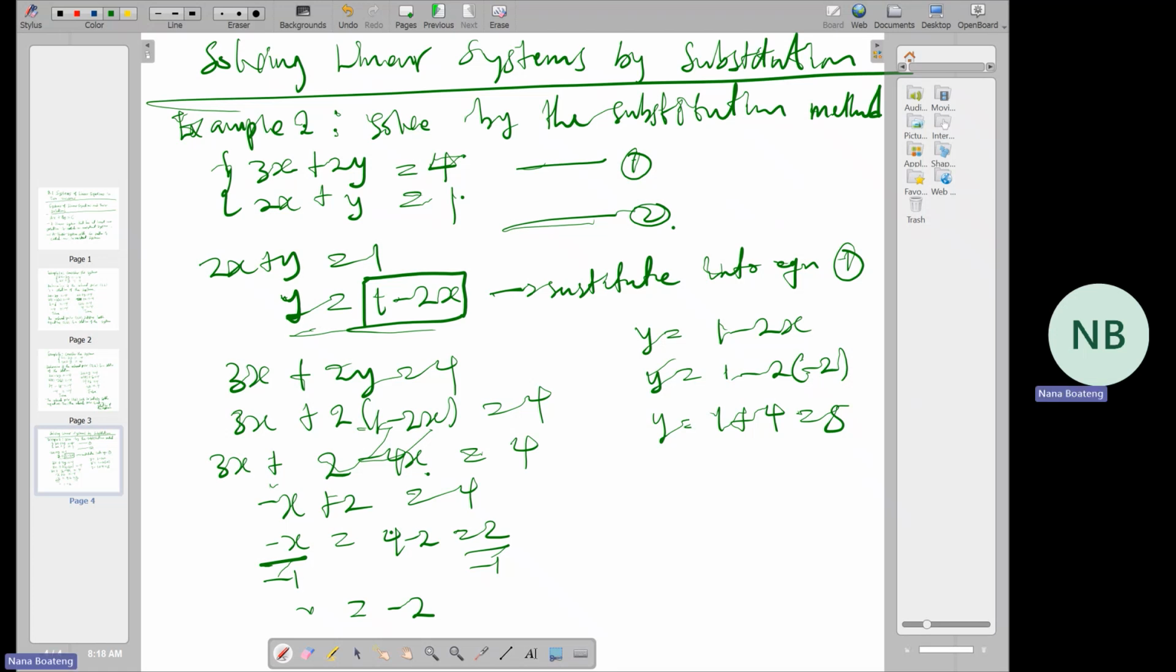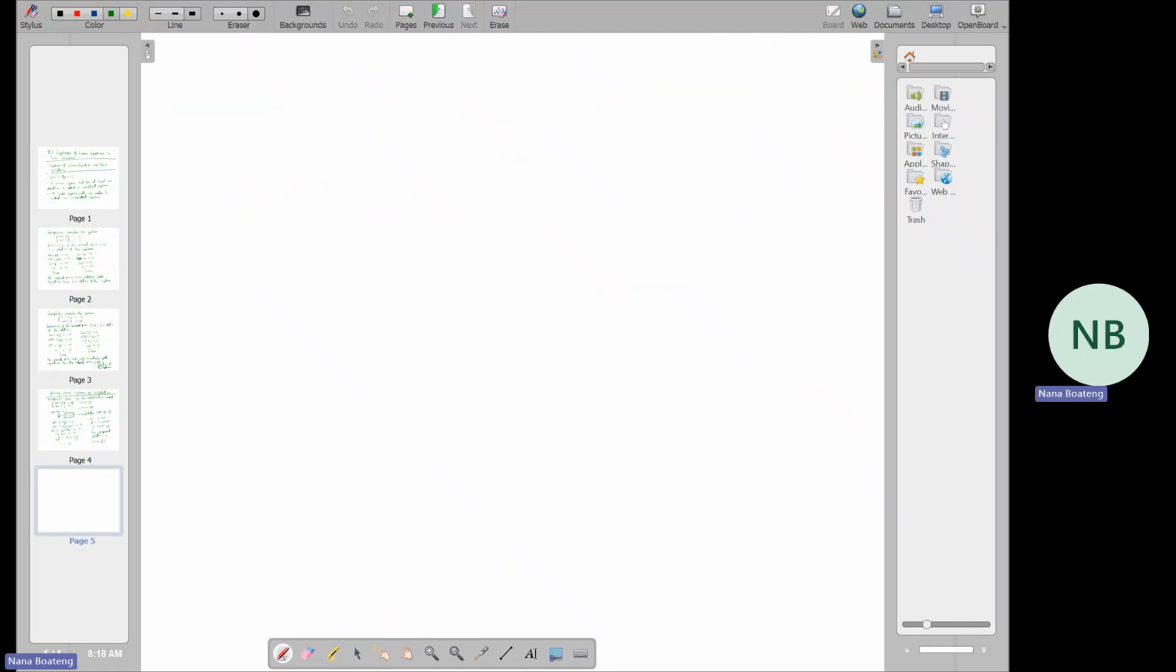So now we can check to see whether our solution is correct or not. So the proposed solution is x is negative 2 and y is 5. So now let's check and see whether our solution is correct or not.